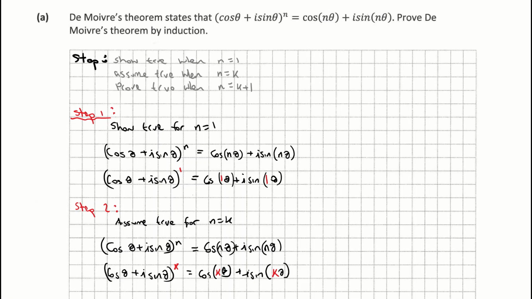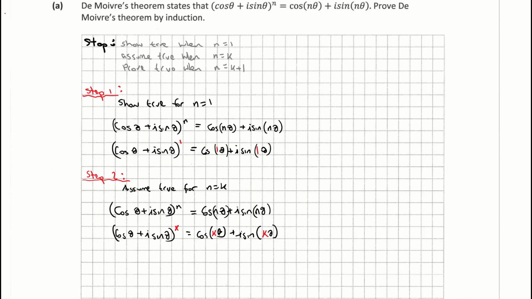My third step now is to prove that this is true for k plus 1. So the number after k, in other words. So let's have a look and see how that is going to be. So step 3. And we are now looking at prove true for n equals k plus 1. So what they basically want me to prove is that cos theta plus i sine theta to the power of k plus 1 is the same as cos (k plus 1) theta plus i sine (k plus 1) theta. That's basically what they want me to show. Now there I've just subbed it in, but I need to prove that right hand side is true.